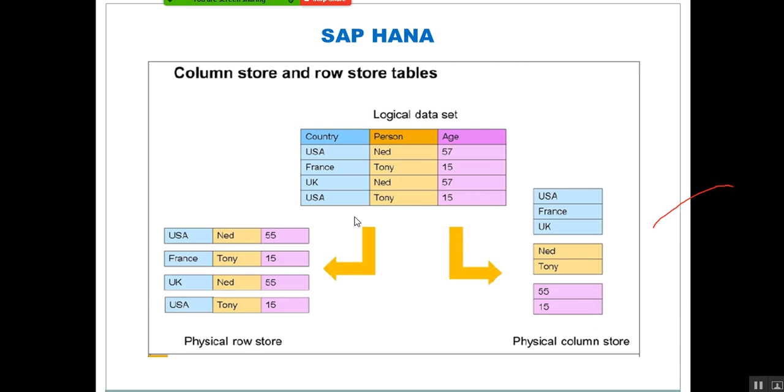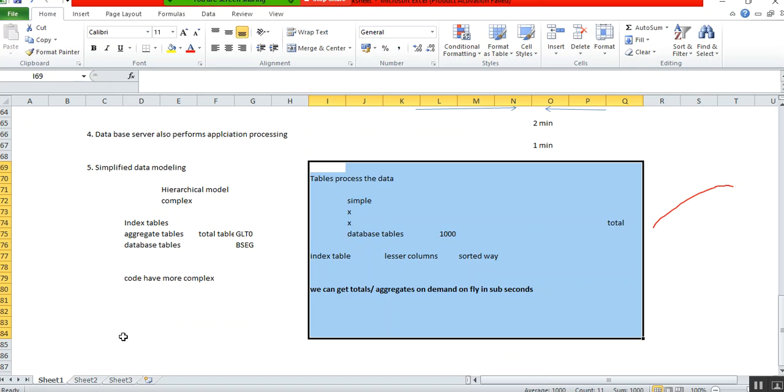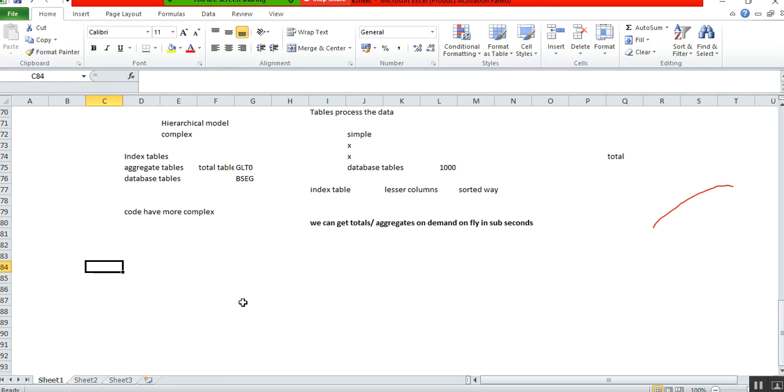Okay. And another thing, SAP is using column tables in HANA database.